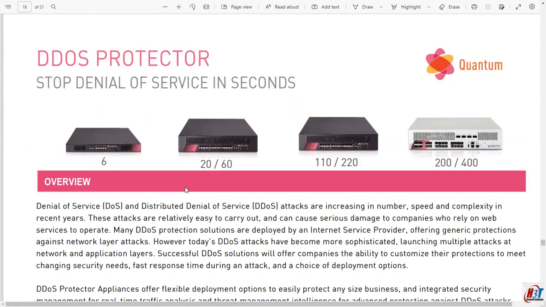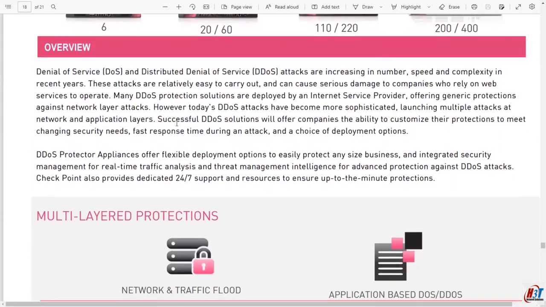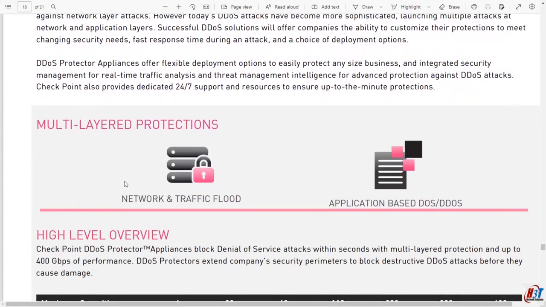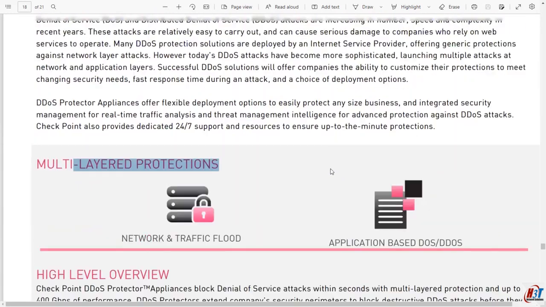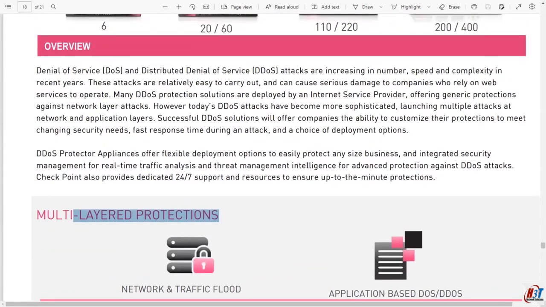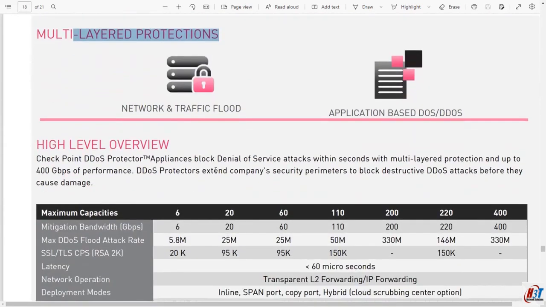Then talking about the DDoS protector, Checkpoint has a separate product for DDoS protection. If you want only to implement the Checkpoint protection, you can do that. You have multi-layered protections in place, application based DDoS, or DDoS, I mean distributed denial of service, right? DDoS attacks are a very easy and effective attack that hackers and attackers on the internet are using, which can affect the productivity and the sales of the company.